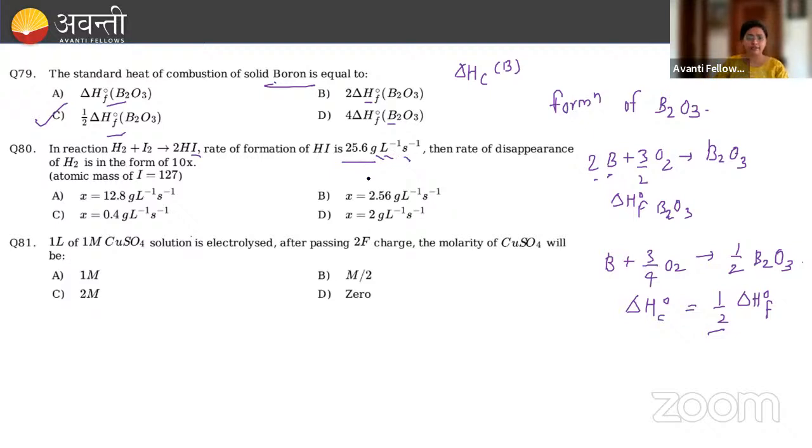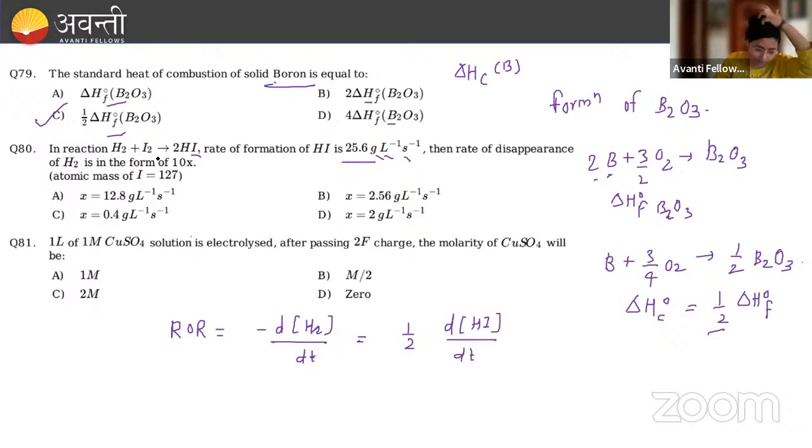So here we need to calculate the rate of disappearance. You know the rate of reaction. I will write here: rate of reaction is equal to minus d[H2]/dt, which is equal to 1/2 d[HI]/dt. The reaction is like this: H2 plus I2 gives 2 times HI.